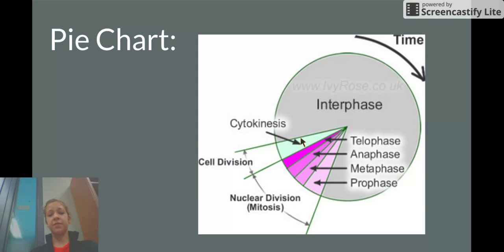Here's a pie chart of the time a cell spends in cytokinesis and all the different phases and interphase. And as you can see, it spends most of its time in interphase and the rest of it is split up between telophase, anaphase, metaphase, prophase, and cytokinesis.